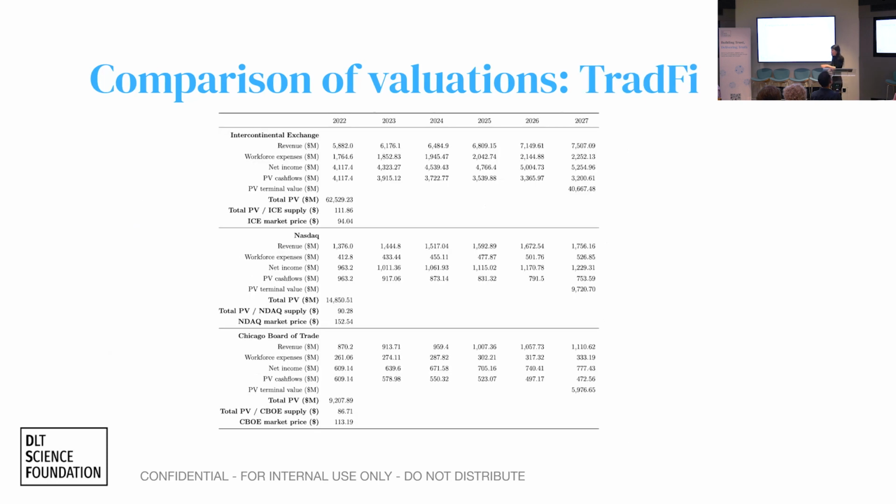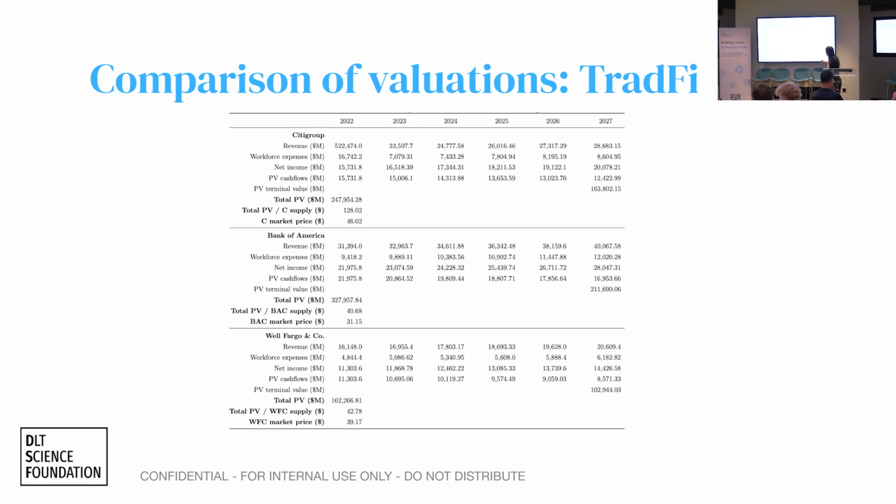Here we compare with traditional finance. We used an almost identical method so that we can compare apples with apples, not apples with pears. For exchanges, it seems that traditional finance is more mature, and the overvaluation is less prominent. With Intercontinental Exchange, even a small undervaluation. Nasdaq, again same order of magnitude, 90 versus 150, not too bad. Chicago, 90 versus 110, also relatively okay.